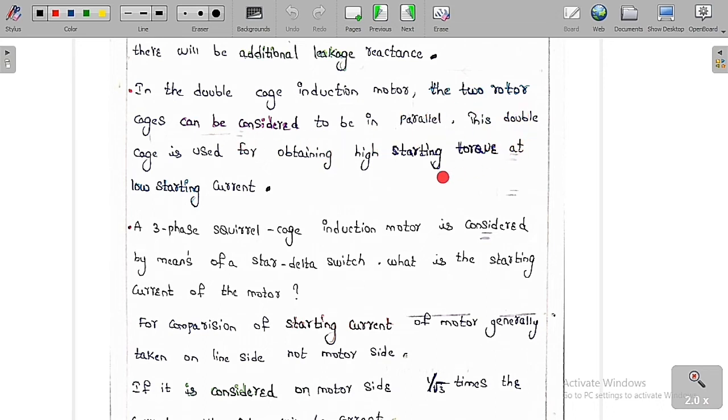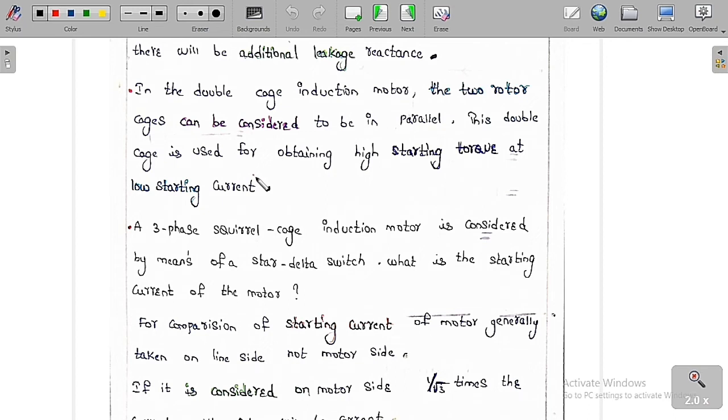In a double cage induction motor, the two rotor cages can be considered to be in parallel. This double cage is used for obtaining high starting torque at low starting current. I've already told you, a double cage induction motor has two cages: one is called the outer cage and the other is the inner cage.